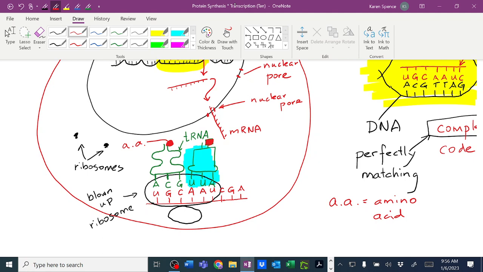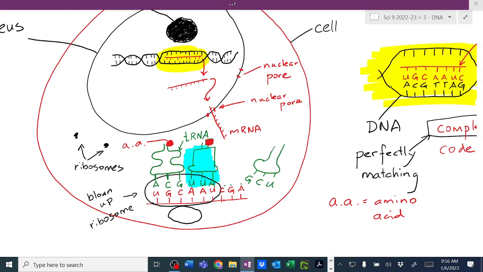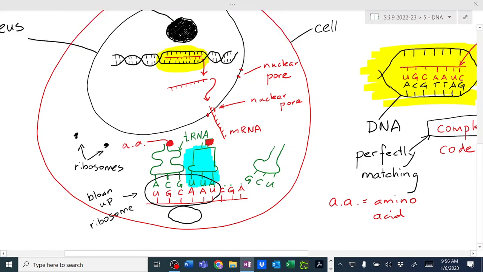And then finally, coming in from out in the cytoplasm somewhere, we're going to have another tRNA with an anticodon that's going to match up with these three here. So that's going to be a G and a C and a U. Okay, and maybe that one is a triangle shape, let's say. That triangle shape is an amino acid.